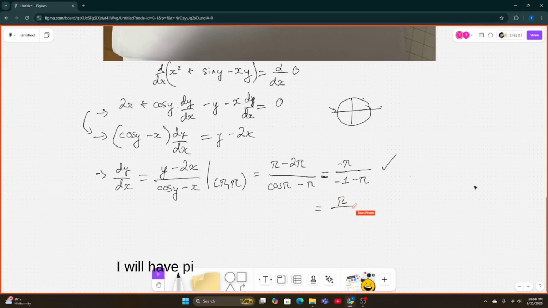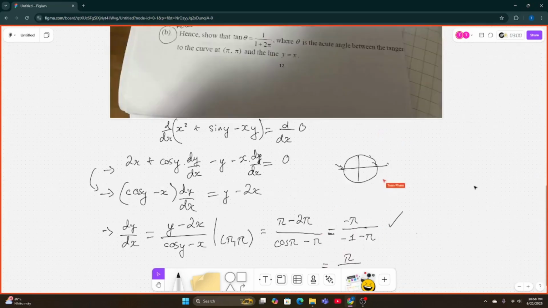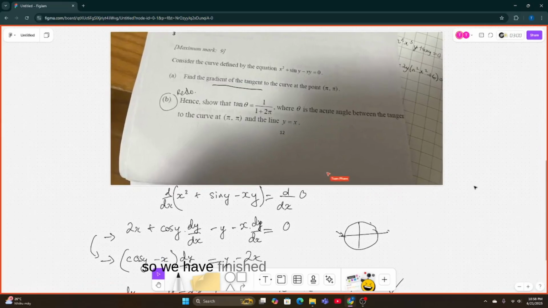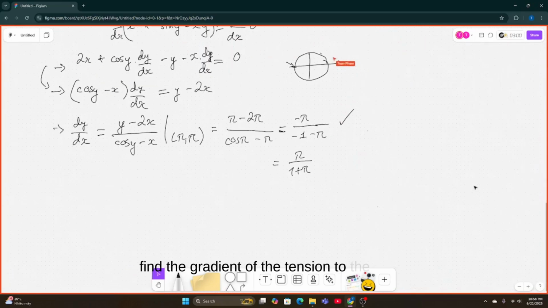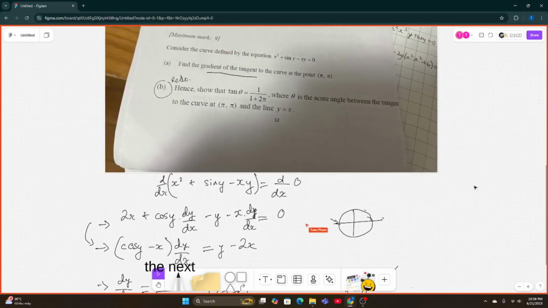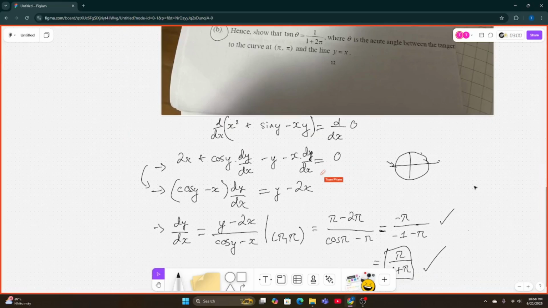I will have pi over 1 plus pi. Now it looks much nicer. So we have finished the first question, right? Find the gradient of the tangent to the curve at the point. The next one, question B.